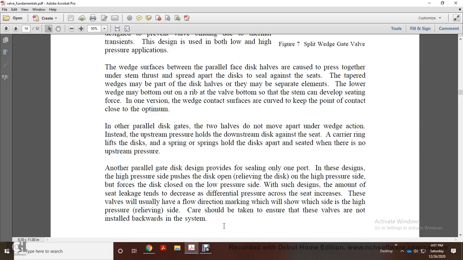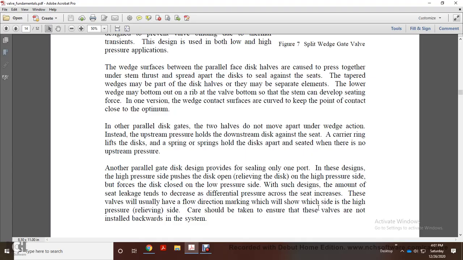Another parallel gate disc design provides sealing at one port. The high pressure side pushes back the disc, opening the relief of the disc on the pressure side, with the force disc closed on the low pressure side. With such designs, the amount of seat located is 10 degrees. The differential pressure across the seat increases. These valves usually have a flow direction marking which shows the side of higher pressure relief.